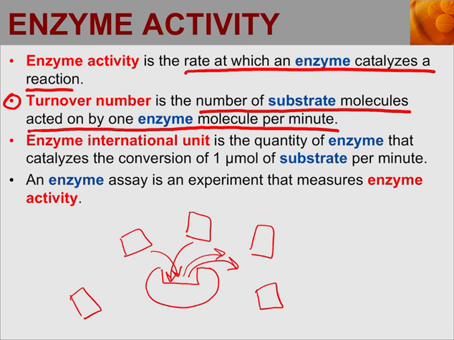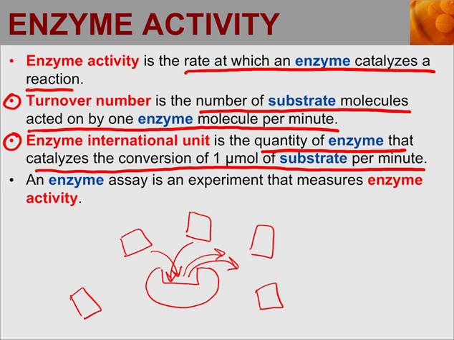Now, another way to measure enzyme activity is by using what's called the Enzyme International Unit. So this is the quantity of enzyme that catalyzes the conversion of 1 micromole of substrate per minute. So this would be if you had multiple enzymes available and you just wanted to see how quickly those enzymes could convert a substrate to product per minute. And you would just have a specific concentration of substrate, which is 1 micromole.